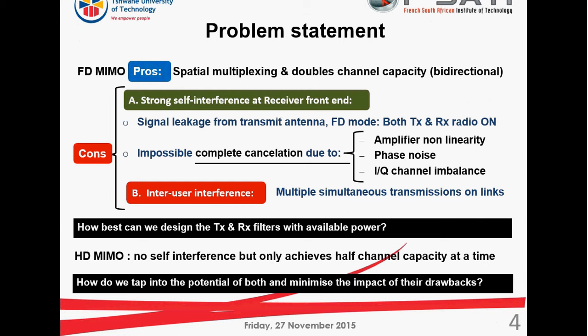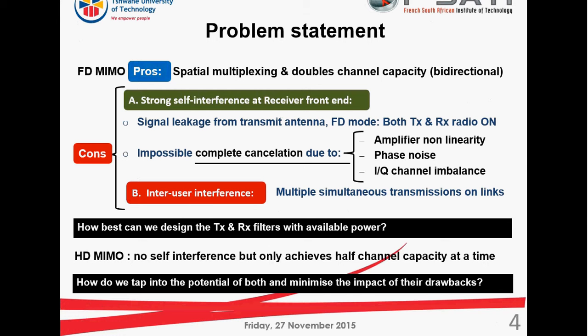In terms of the problem statement, the existing purely full duplex MIMO has the advantage of using its spatial multiplexing capabilities to improve the channel capacity and to use its bidirectionality to double the channel capacity. This is because transmission and reception can happen on the same link at the same time. However, it also presents a couple of drawbacks, of which our research work has identified two main ones.